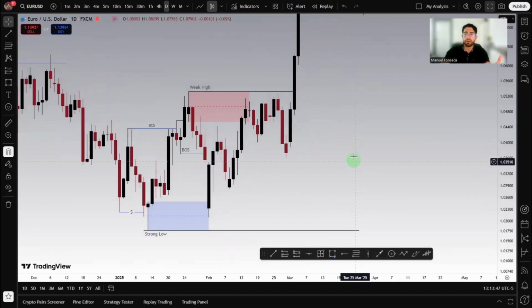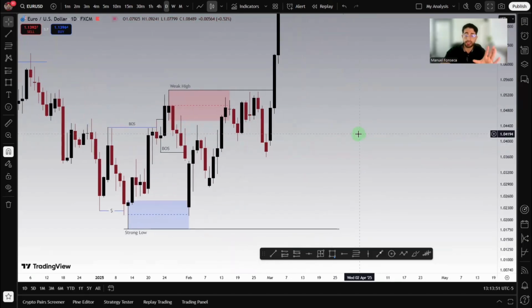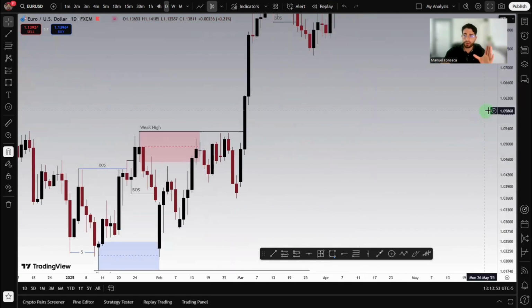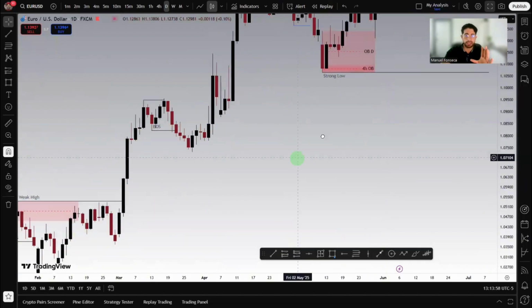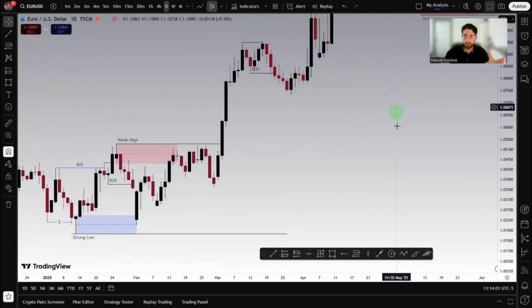And now you'll say, okay Manuel, what about the imbalances? Imbalances are very important. So for my students who are advanced, all of you are advanced at a certain point to understand all these concepts.